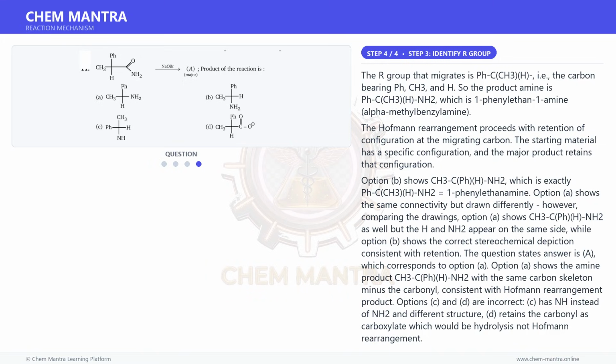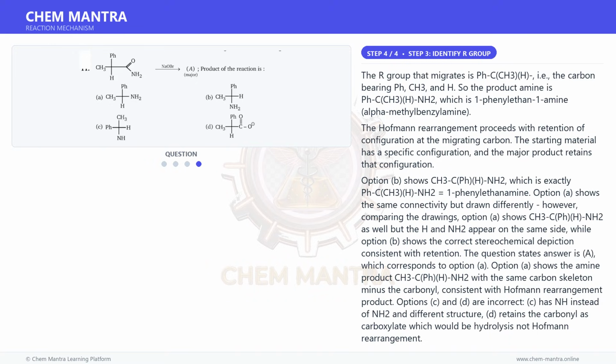And for the final step, the R group that migrates is PhCH(CH3)-, i.e. the carbon bearing Ph, CH3, and H. So the product amine is PhCH(CH3)NH2, which is 1-phenylethan-1-amine, alpha-methylbenzylamine. The Hofmann rearrangement proceeds with retention of configuration at the migrating carbon.